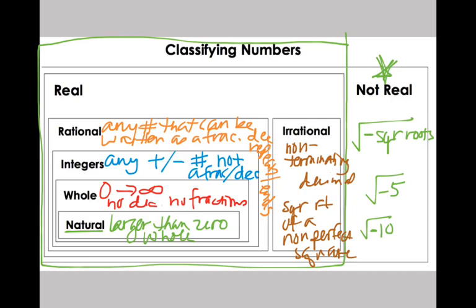And then real would be all rational and irrational numbers. Okay, so those are each section in words. I want you to think for a second and come up with some examples for each and make sure that's glued in your notebook.